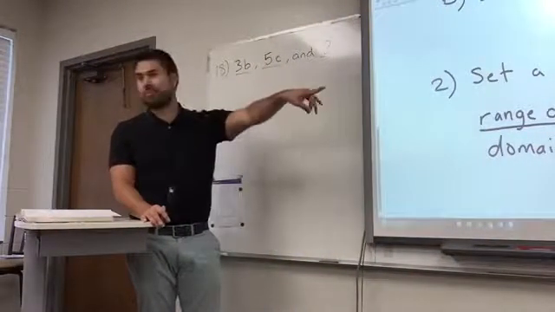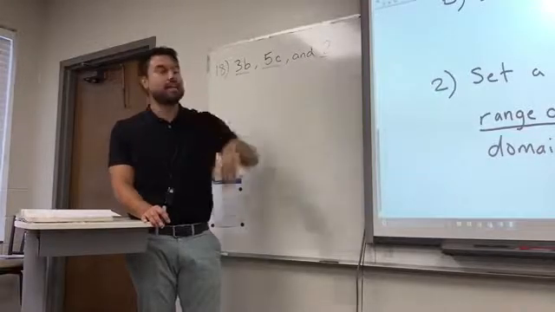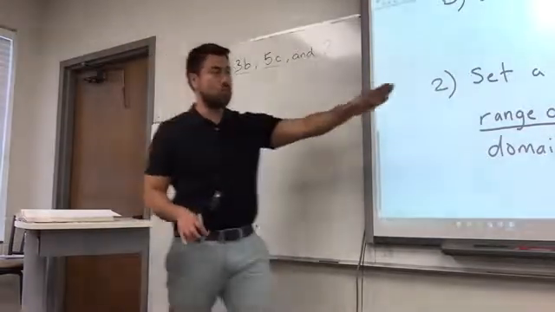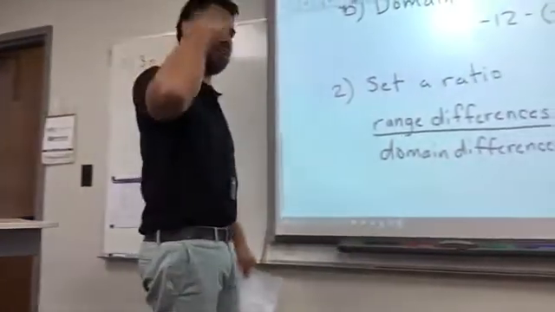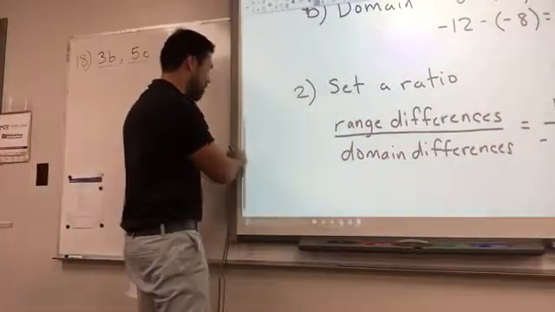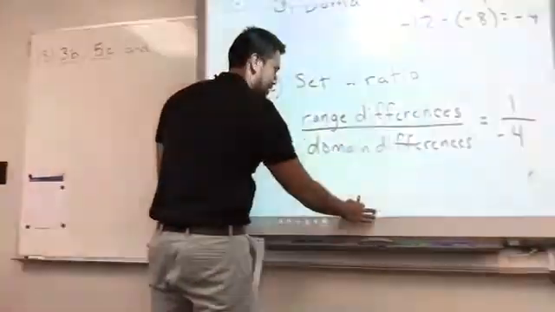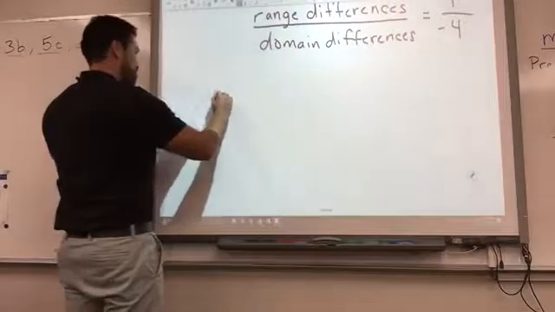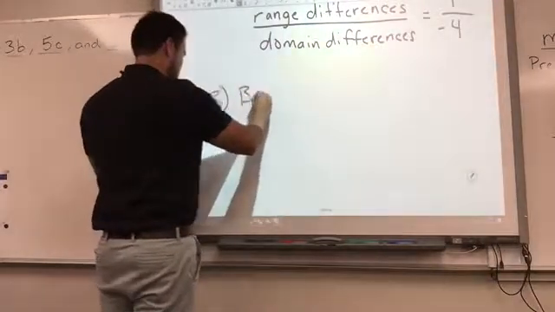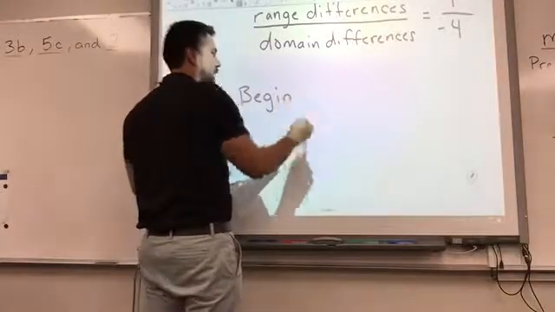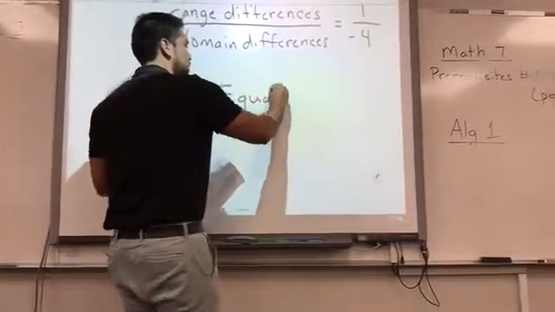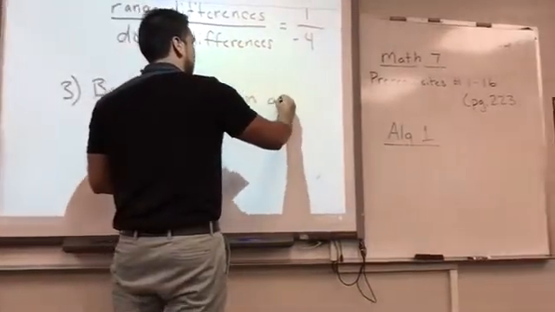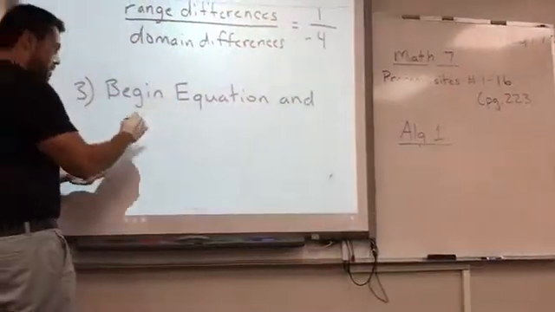We have it. It's 1 over -4. How else can you write that, by the way? Anyone? Yes? -1/4 is the same thing as 1 over -4. Okay? So far, so good? We got a ratio. You're like, okay, that sounds really cool. What's the point of the ratio? Step 3. You begin equation and test coordinates.